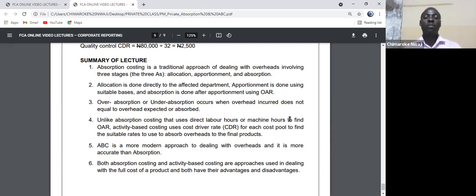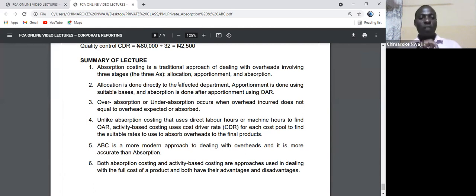All right, so we have direct allocation. Then we have apportionment and reapportionment. Apportionment is when there is no direct allocation involved. You now use your basis of apportionment that you think is best suitable. You now use it to apportion to all departments. Then if there are service departments, you reapportion them into the production department. Then the third thing is absorption from those cost centers using the overhead absorption rate. So you see, allocation is done directly to the affected department, like I explained. Apportionment is done using suitable basis, and absorption is done after apportionment using the overhead absorption rate.